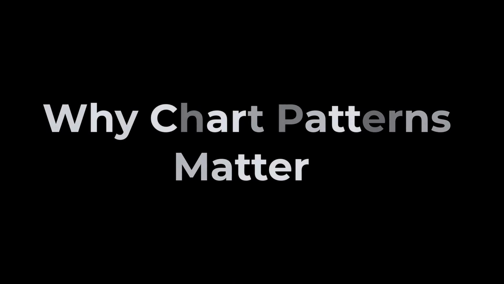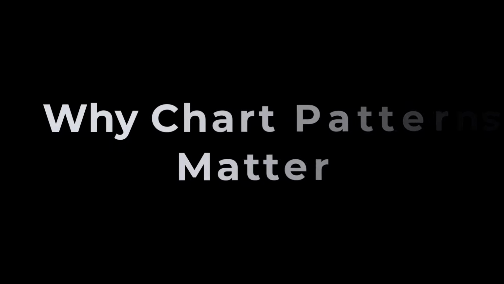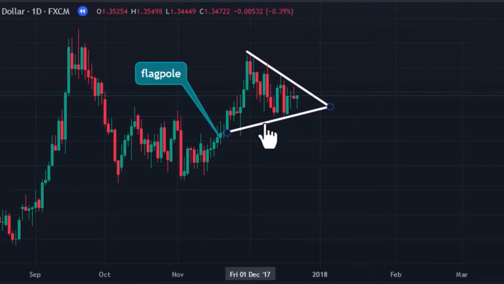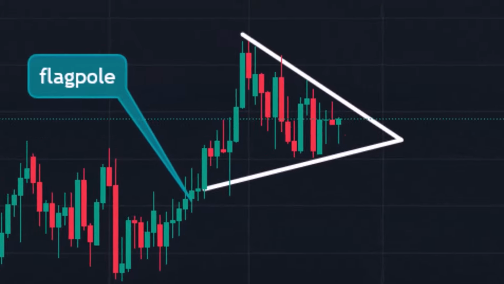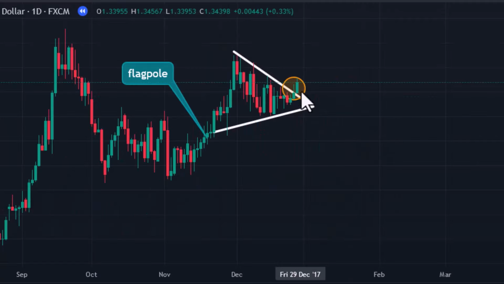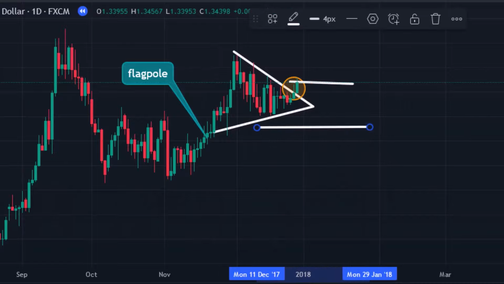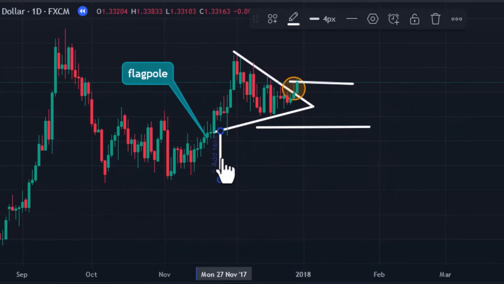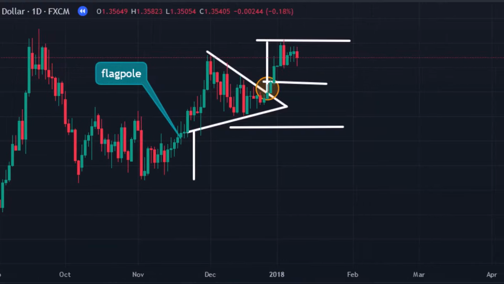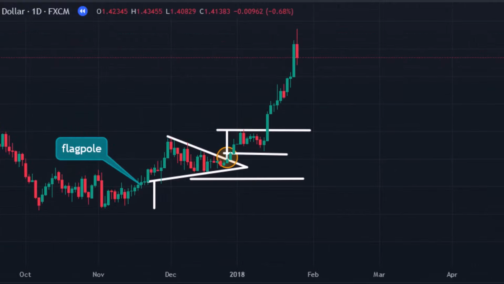Why chart patterns matter? Chart patterns are a visual representation of price movements that reveal the battle between buyers and sellers. Recognizing these patterns helps traders anticipate price direction, manage risk, and optimize entry and exit points. Whether you are a beginner or an experienced trader, mastering these patterns is crucial.